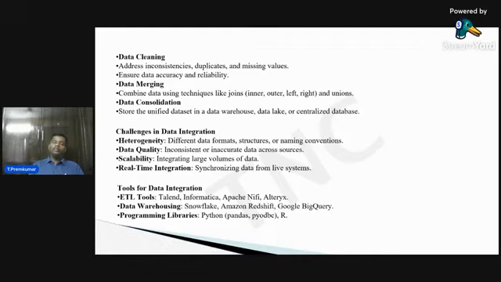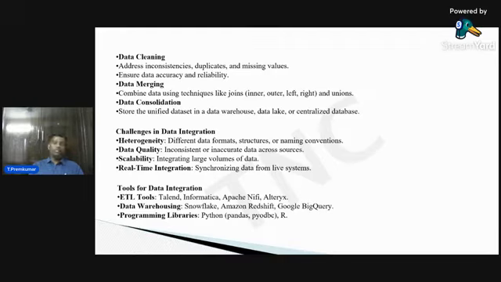And the challenges we can find in the case of data integration are heterogeneity, data quality, scalability, and real-time integration. When we talk about heterogeneity, we know that we'll be collecting data from different sources. So we can also receive different types of formats, structures, as well as naming conventions. That will be the most difficult to process when you are going for data integration.